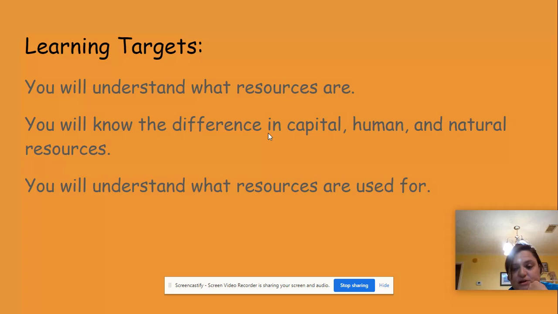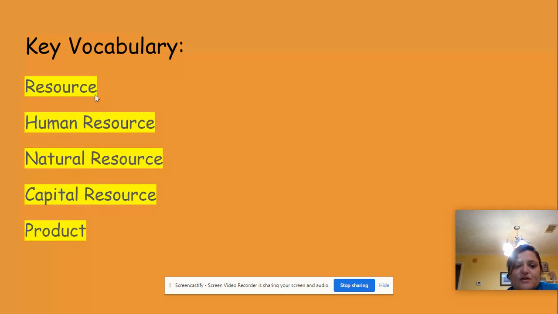Our learning targets are: you will understand what resources are. You will know the difference in capital, human, and natural resources. Those are your three kinds of resources. You will understand what resources are used for. Key vocabulary is resource, human resource, natural resource, capital resource, and product.